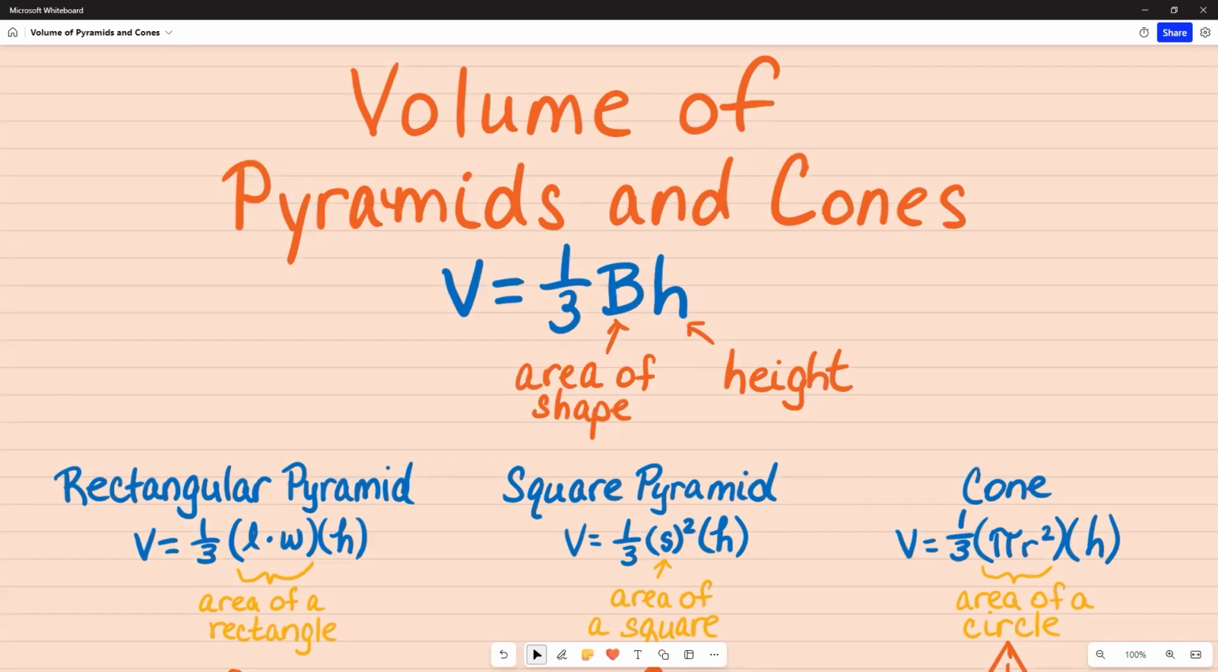Today I will describe how to find the volume of pyramids and cones. So the first thing you want to know is the formula. The formula is volume is equal to 1 over 3, capital B, where that represents the area of the shape of the base, and then height. That's what's going to make it three-dimensional.